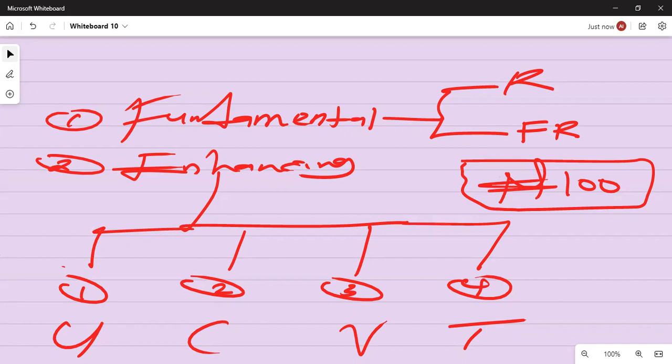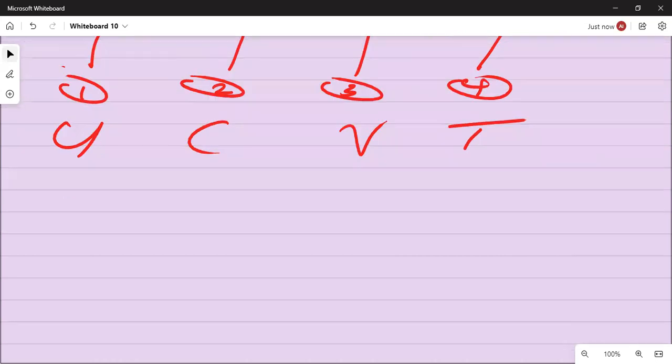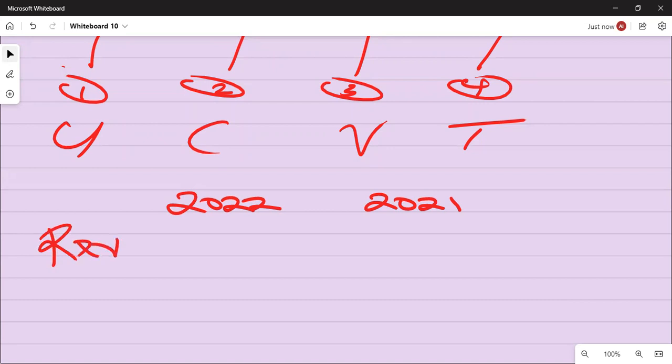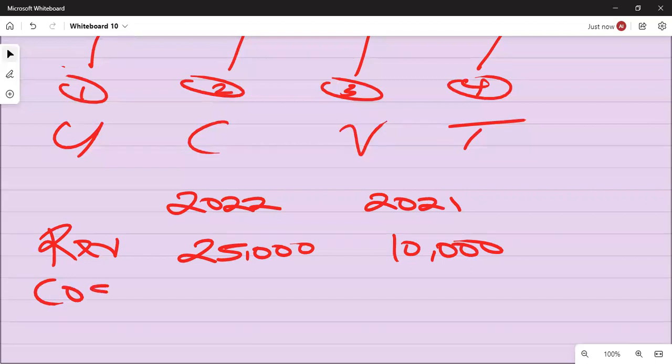Comparability means financial statements should be comparable. This is 2022, this is 2021. I should be able to compare your performance of last year with the performance of this year. It has to be comparable. Say last year revenue was 10,000, this year revenue is 25,000. I also have my cost of sales, let's say 7,000.